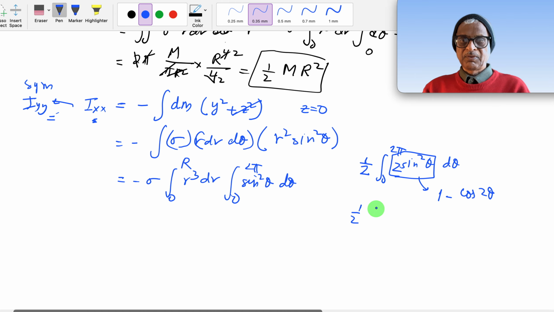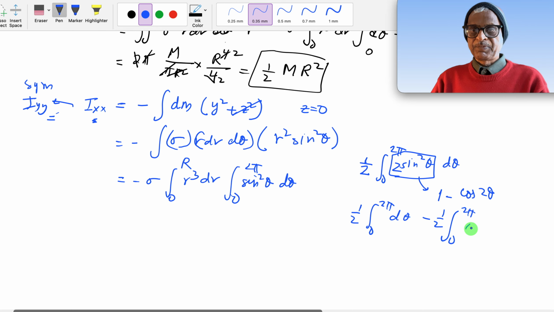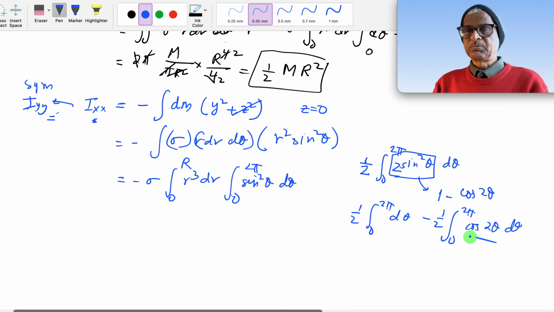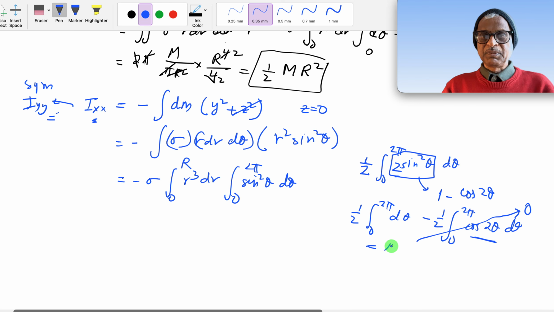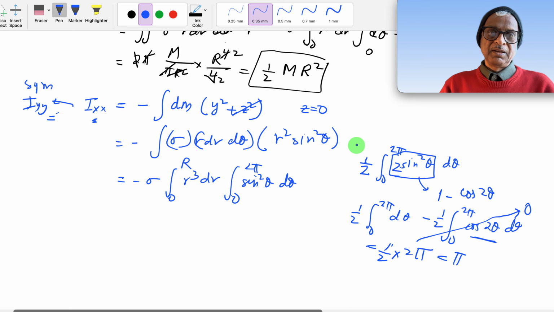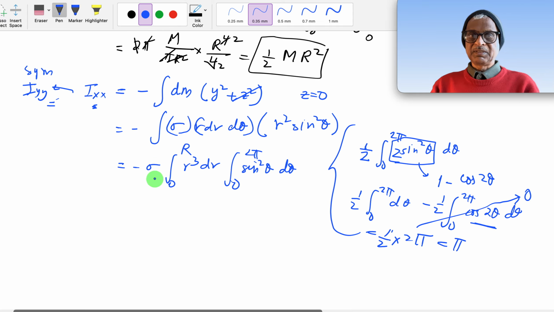So half integral 0 to 2 pi d theta, minus half integral 0 to 2 pi cosine 2 theta d theta. You can see that this cosine has gone through 2 cycles, and this will be 0, okay? And so this just gives me half times 2 pi, just pi. You have to remember this integral will come up again in doing other things in this problem.